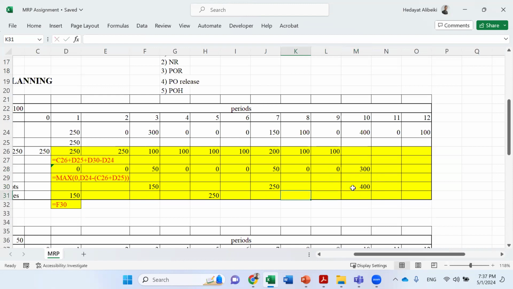400, release it 2 weeks earlier, and then drag the inventory calculation. 100 is going to stay there, net requirement 0. For week 12, net requirement is going to be 0, except that if I don't add anything, my inventory is going to go down to 0. So I order 100 units.